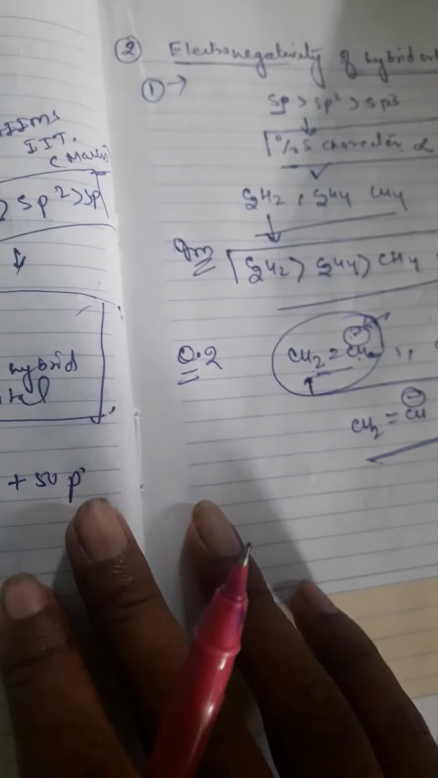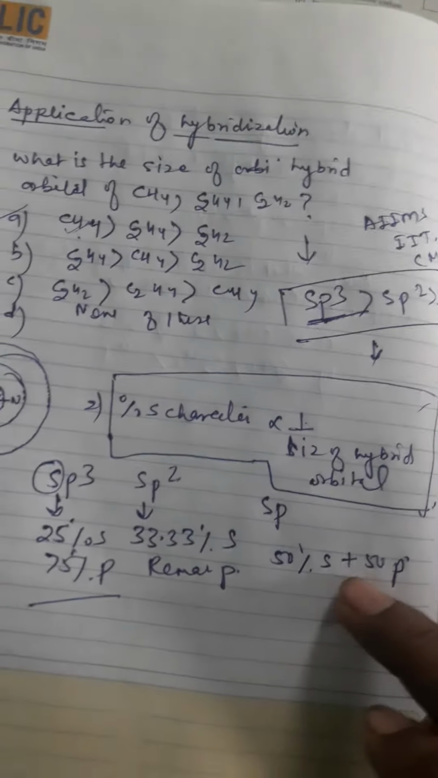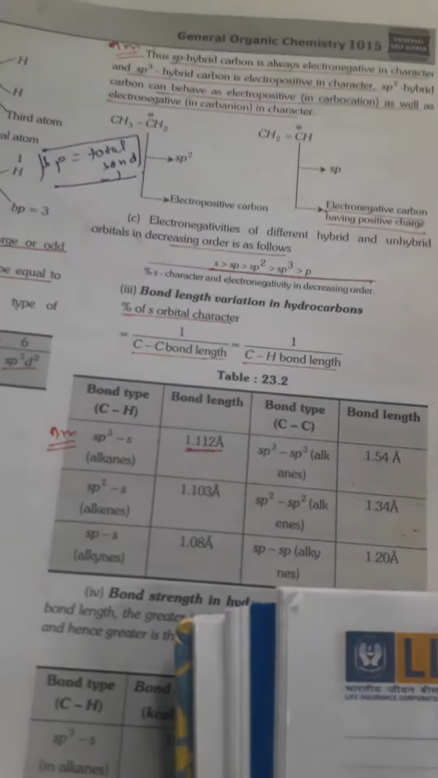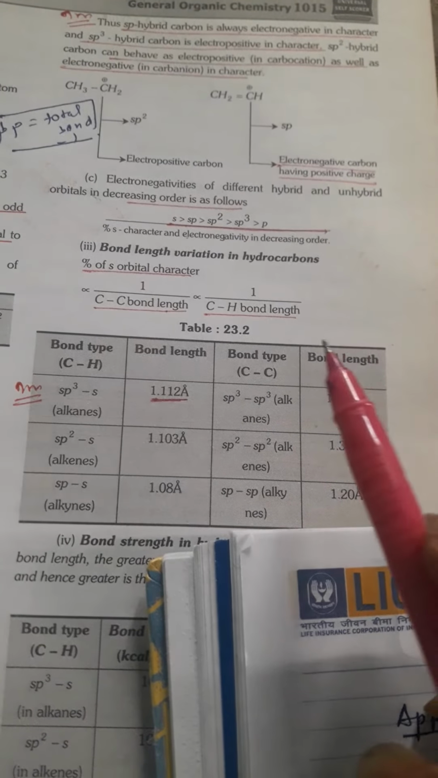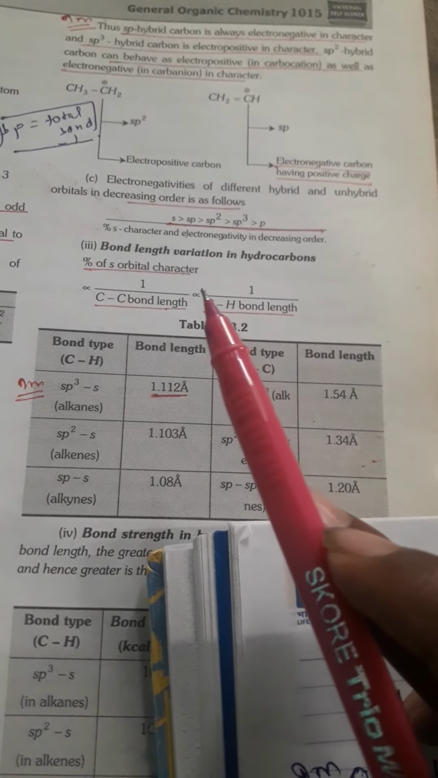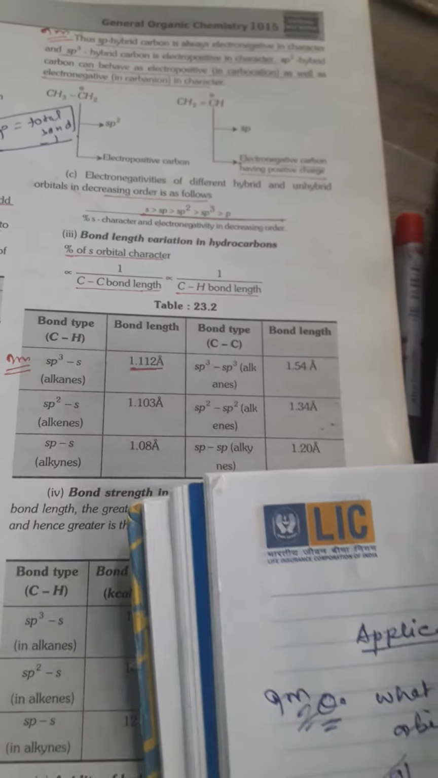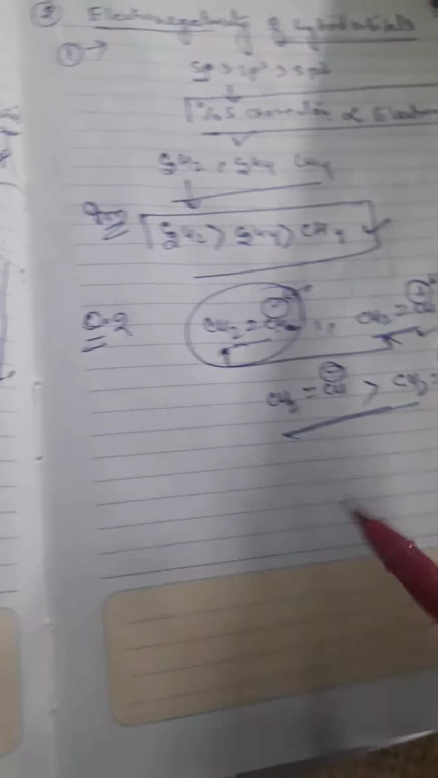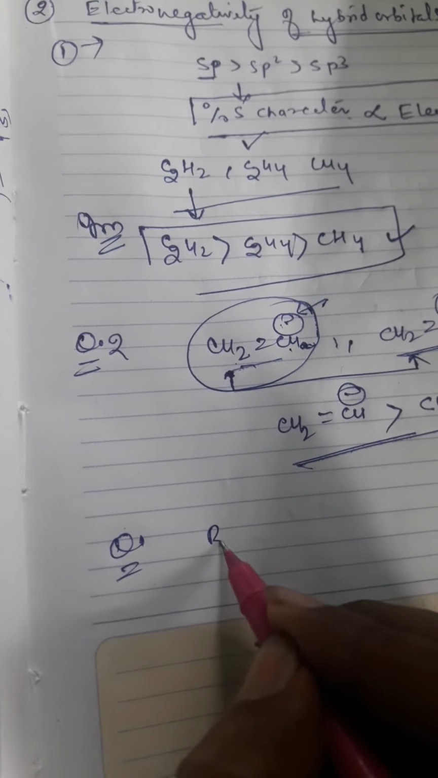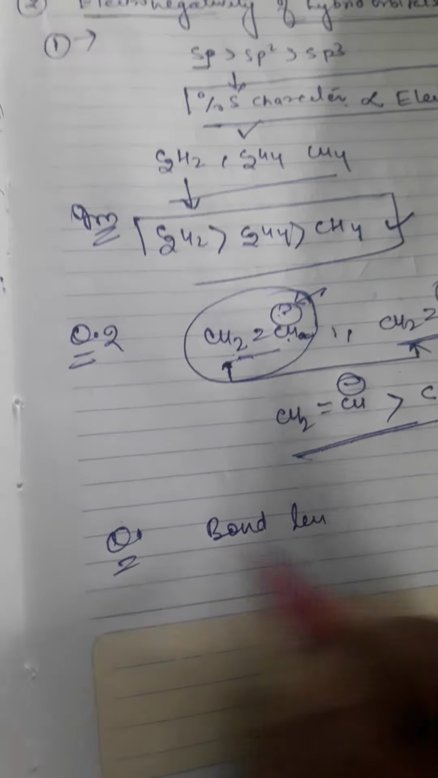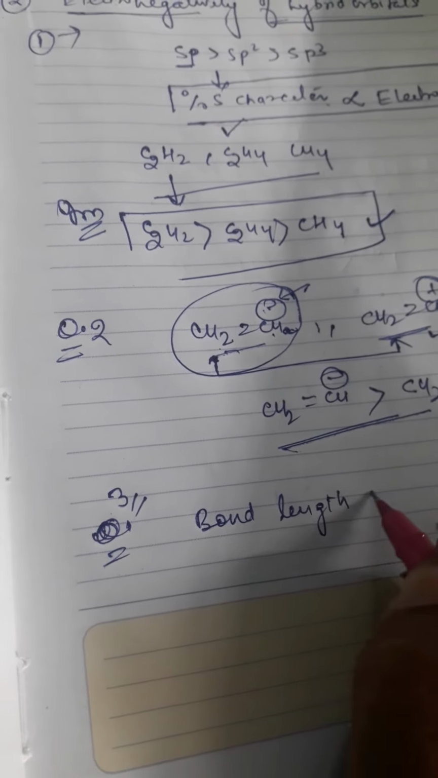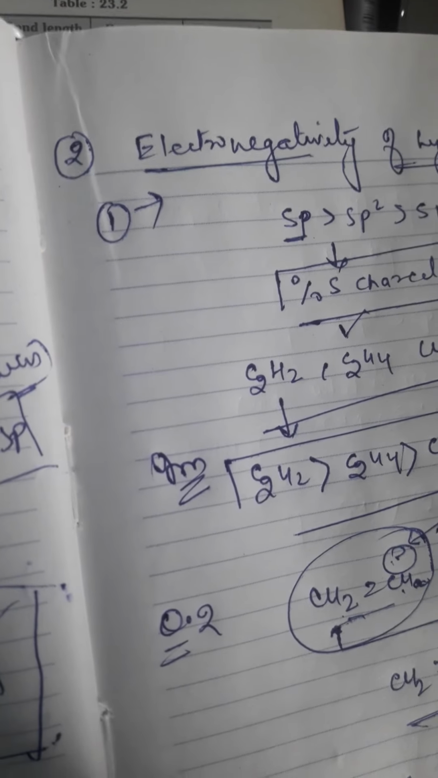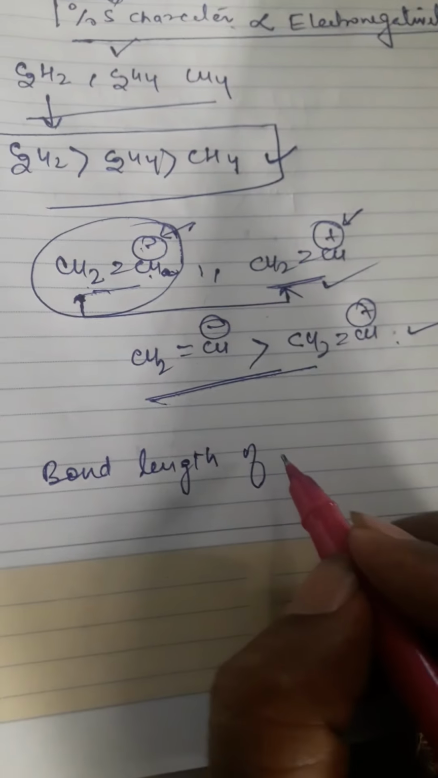Understand? Okay, so in question 2 I have mentioned here three or four questions. You can also write them down in your notebook, because this type of question can be asked. The third application is bond length variation in hydrocarbons. You can also identify the bond length. Sorry, the third application is bond length variation in hydrocarbons.